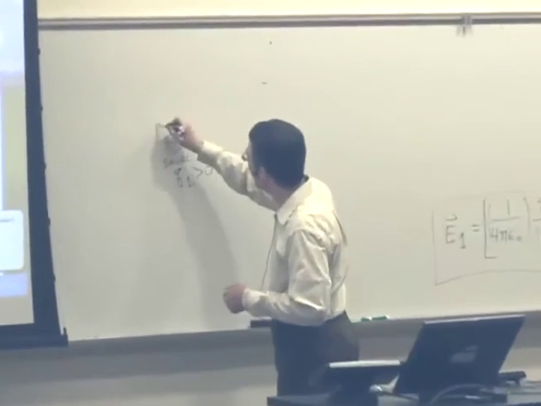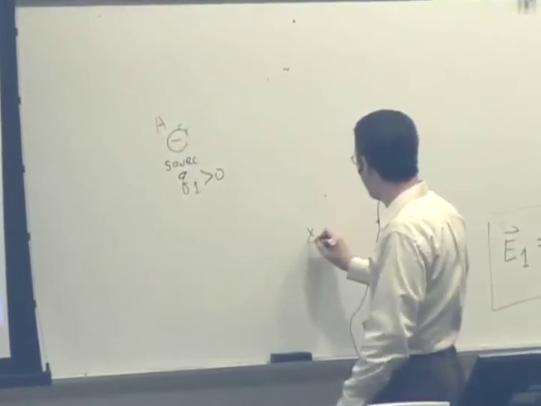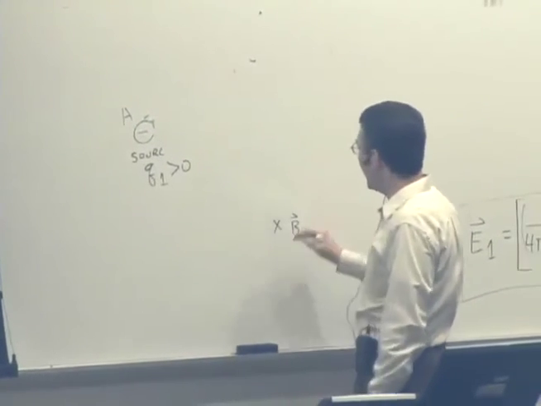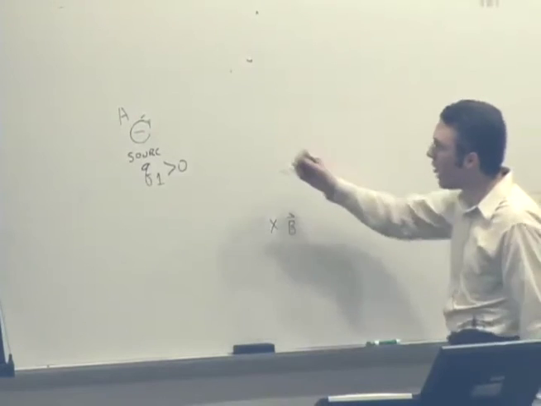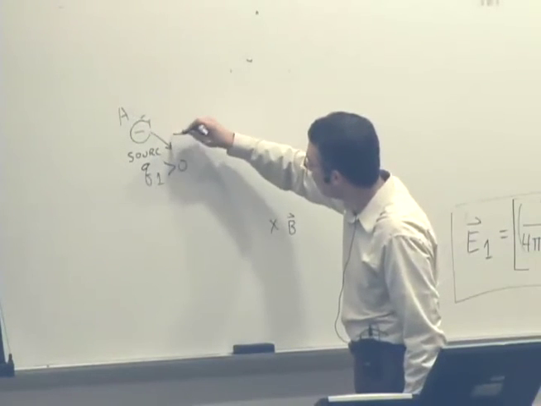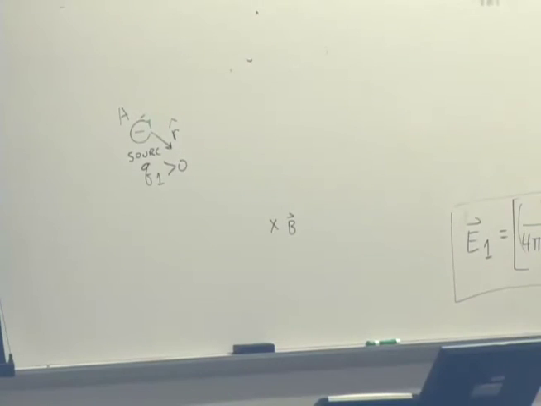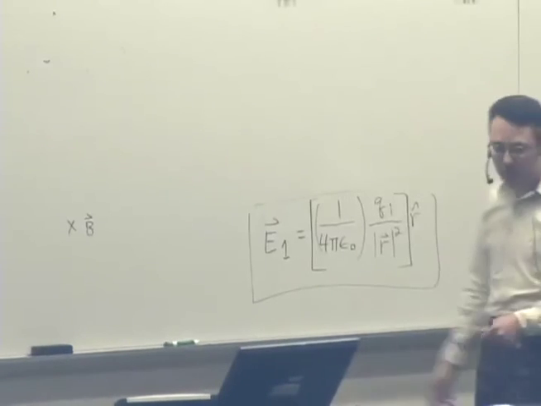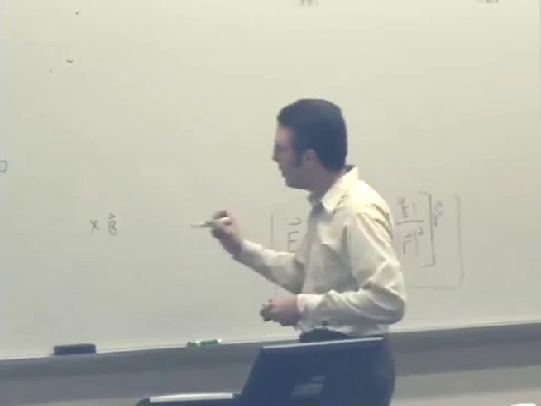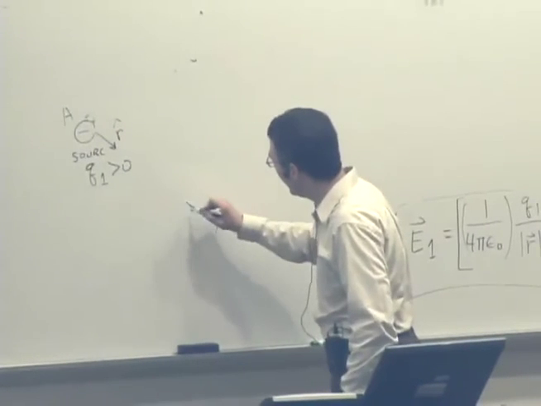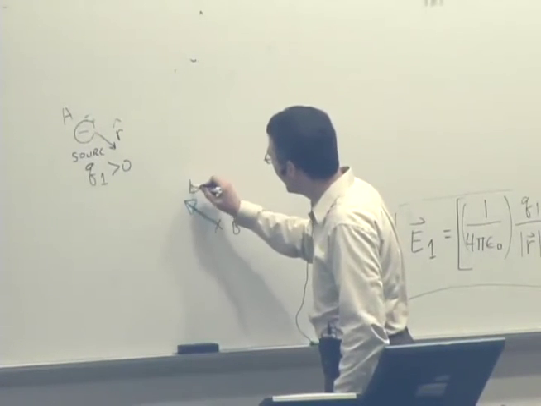So the source is at location A. The observation location is at B. And so if you drew R hat, it always points towards the observation location. Multiply the negative charge by that R hat, and you get an electric field that points opposite to R hat, towards the source, and that's the electric field.